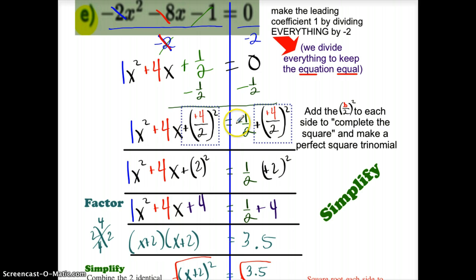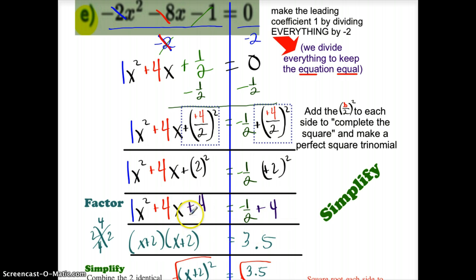Okay, so this should have a negative sign there, -1/2. I forgot the negatives. 4 divided by 2 is 2 squared. 2 squared is 4. Okay, I have this big simplify sign here. That's all I'm doing. I'm simplifying, using my order of operations. Okay, I combine these two. 4 minus 1/2 is 3.5.